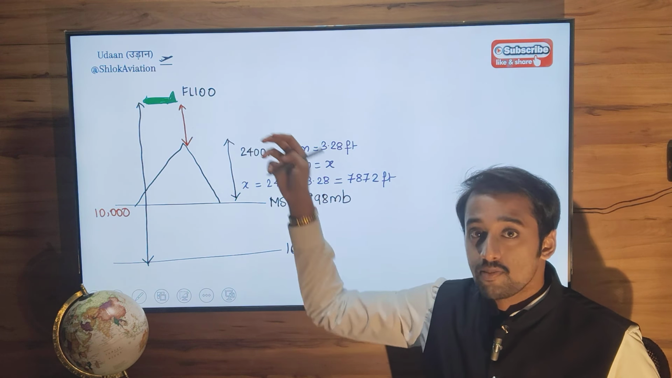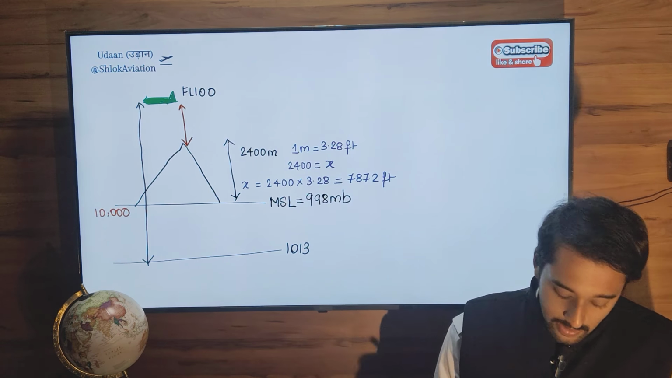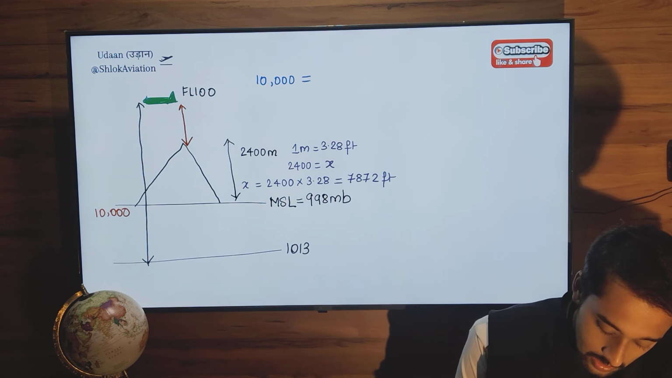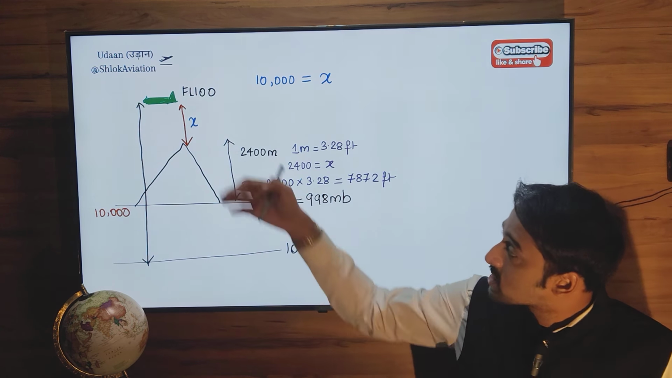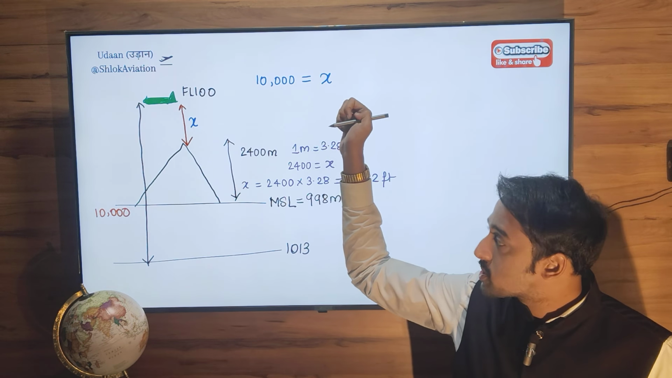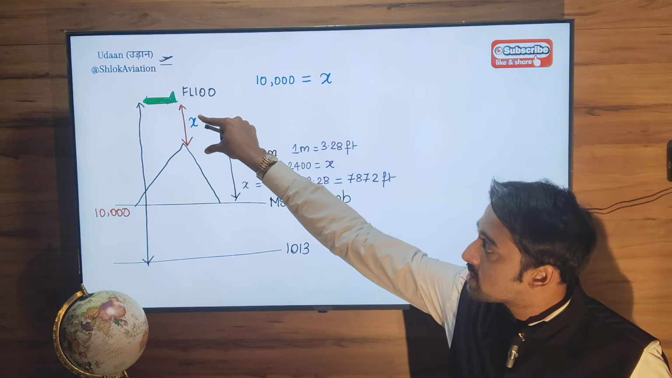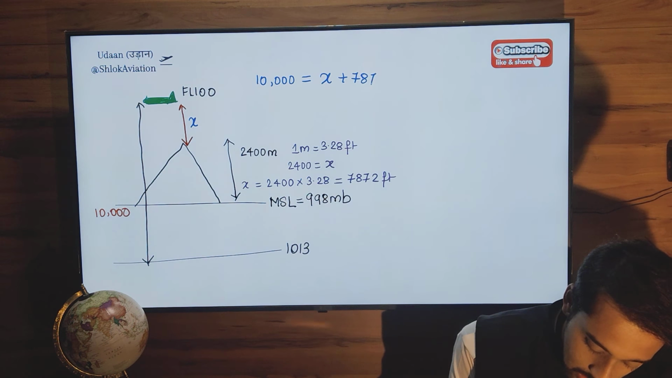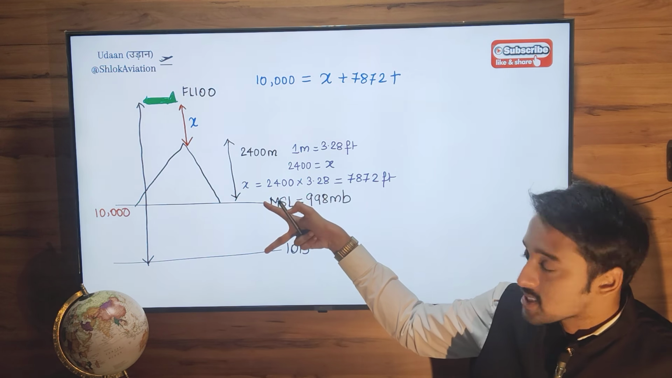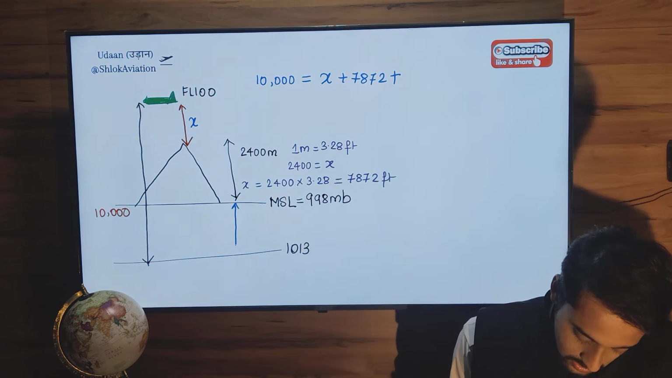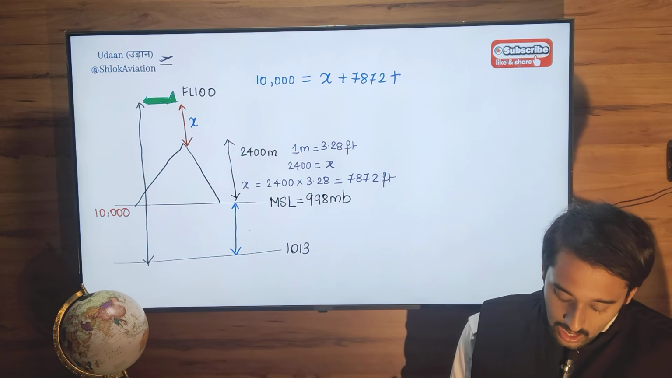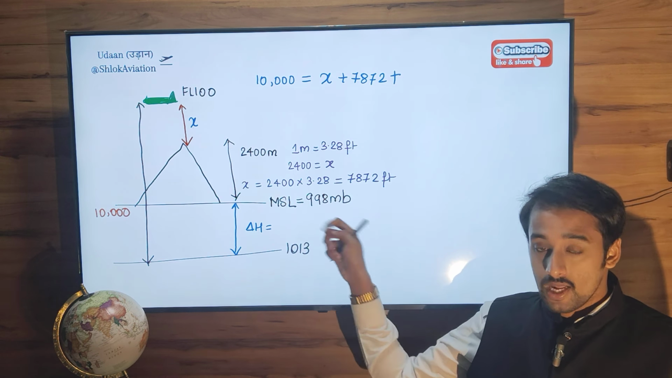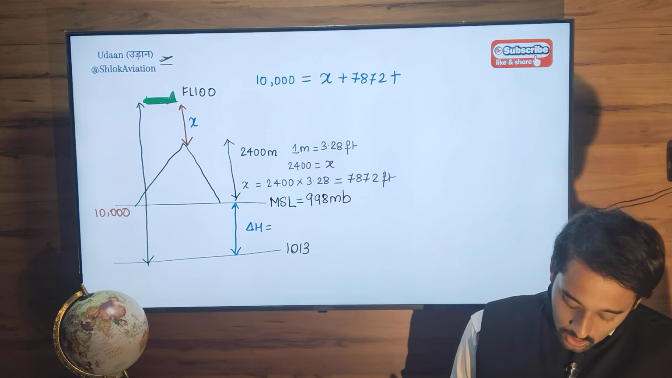Now this 10,000 is made of three parts. First, I will write it here. It is made of x. We have to find this x, which is terrain clearance, this much. So let's write it x. The second part is this much, which is 7872. The third part is this, the height difference between these two pressure levels. So let's find that height difference.